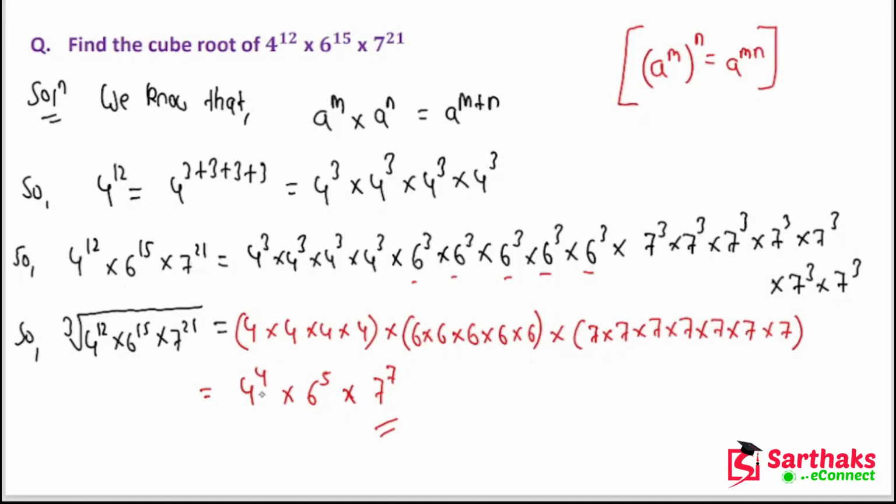So this 4 to the power 4 can be written as 2 square to the power 4, right? So you can do it like that also, but since the question has not mentioned it, it is not mandatory to do that. So the cube root can be like this also.